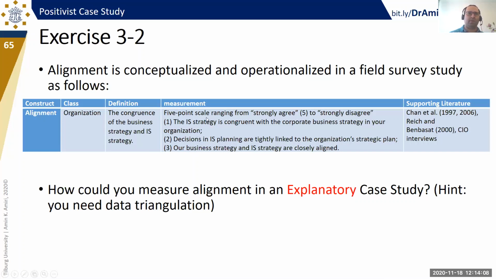So in a questionnaire, they just ask three questions. You choose a value from strongly disagree to strongly agree, from 1 to 5, for example. But now you want to use alignment in an explanatory case study. You cannot just ask these questions. Of course, you have to ask these questions of the person, but that's not enough, because this is just one source of data. You need to have data triangulation. You need to find other ways to measure this. How could you do that? This is the question.